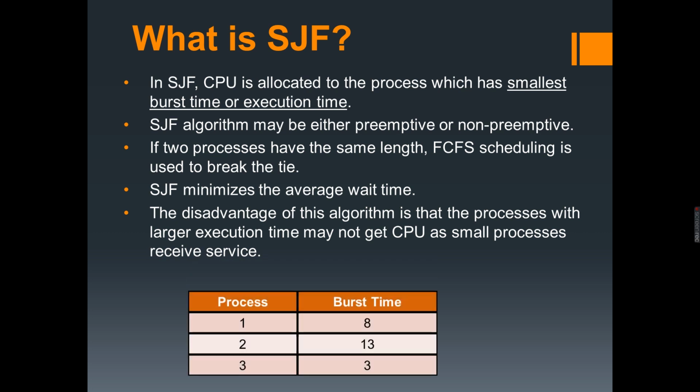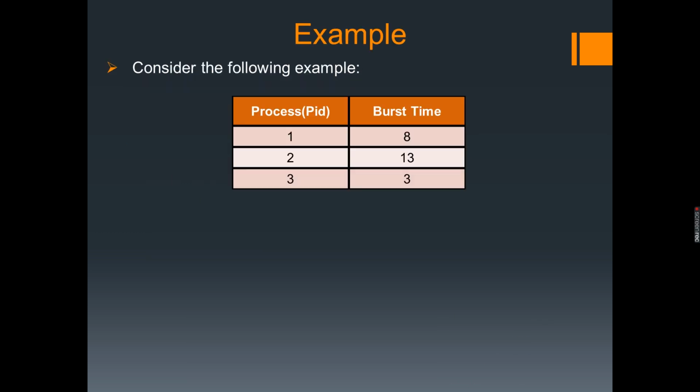Let us see an example. There are three processes with three different burst times. The CPU will be first allocated to process 3 as it has the smallest burst time. Then the CPU will be allocated to process 1, and at last it will be allocated to process 2.